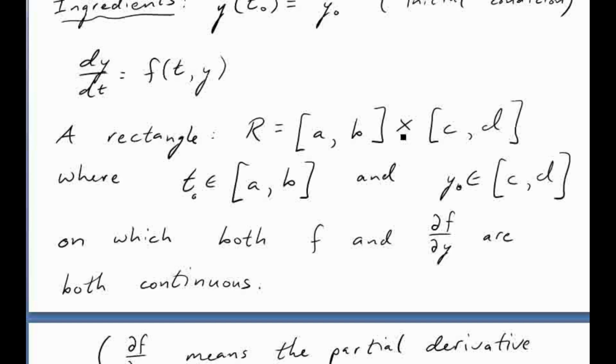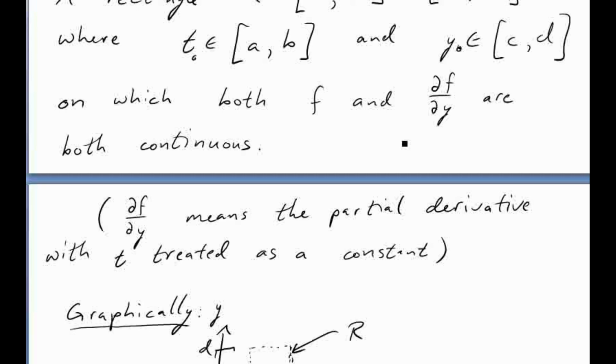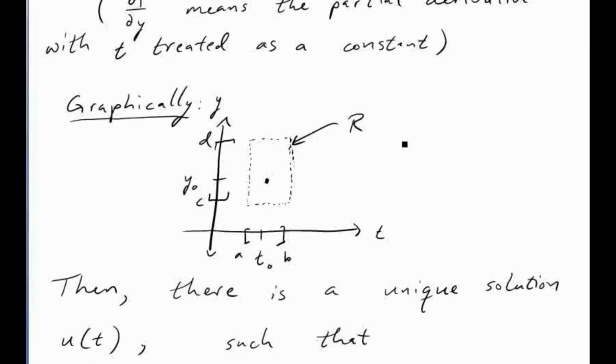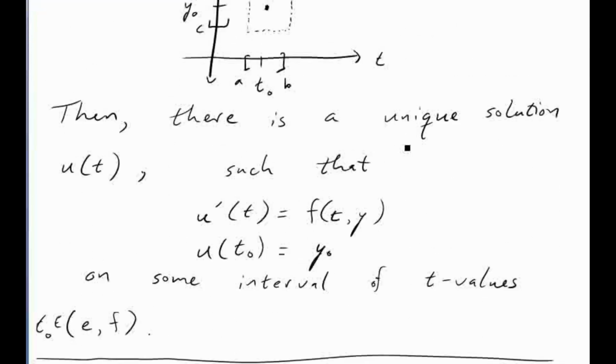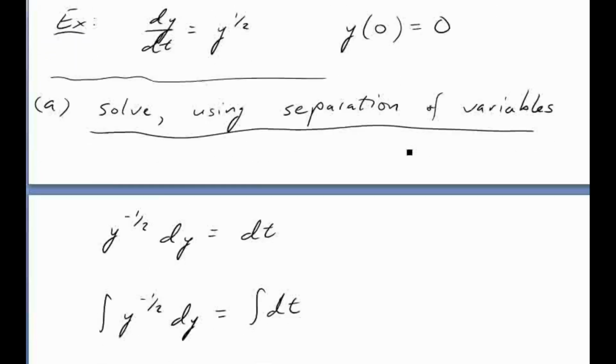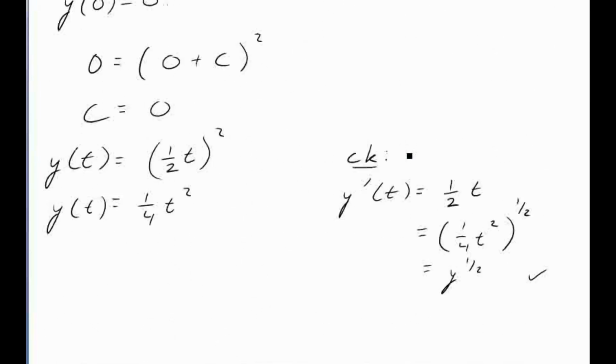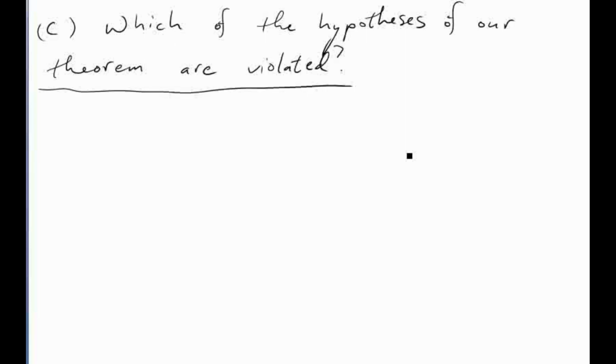our point on which both f and the partial derivative of f with respect to y are continuous. So graphically here, we need to be able to surround our initial condition by a little rectangle where f is continuous and the partial derivative of f with respect to y are also continuous.